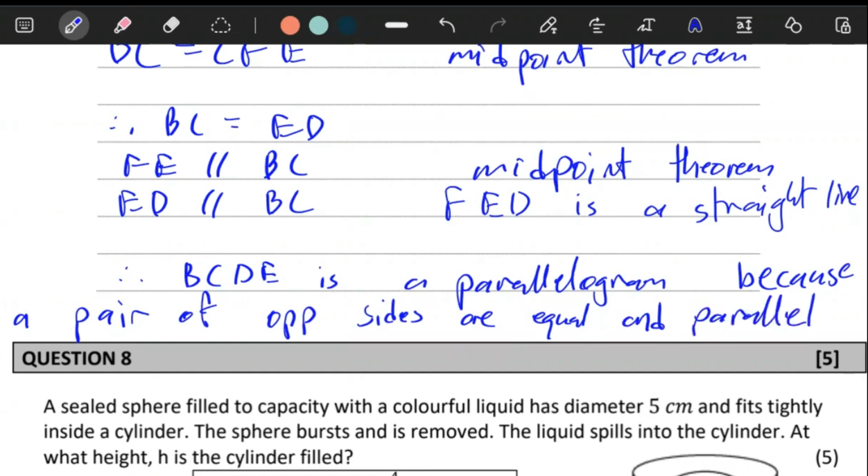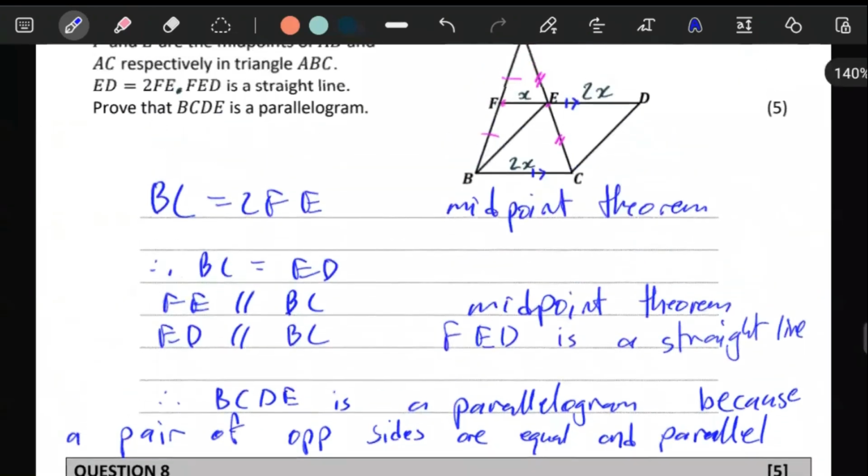You have shown that in your calculations, so that's good enough. Let's move on to the next question.